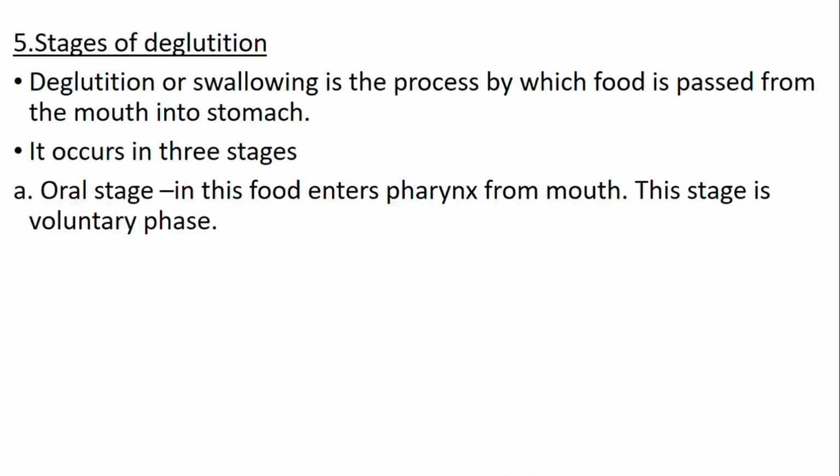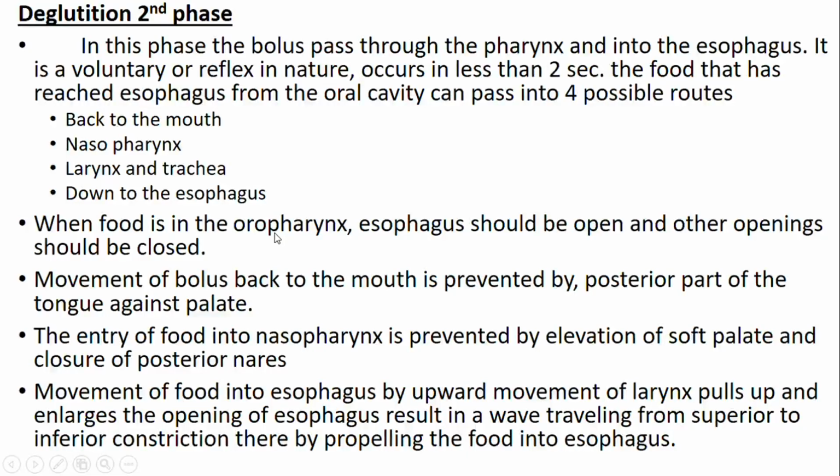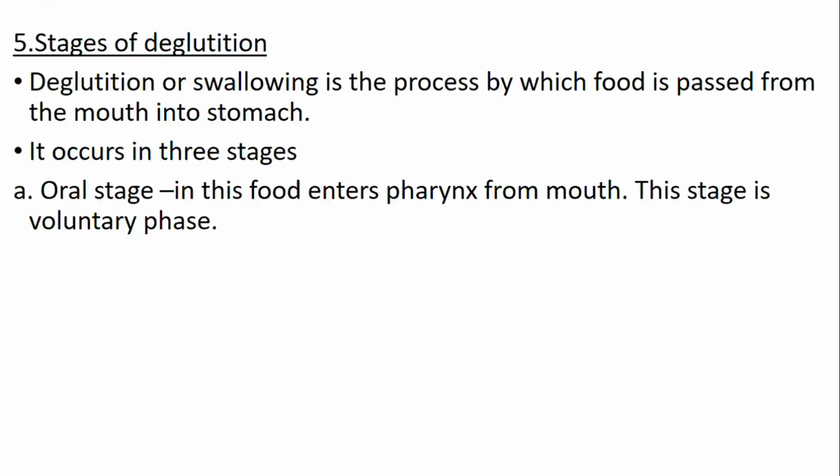The fifth question is stages of deglutition. Deglutition, or swallowing, is the process by which food is passed from the mouth into the stomach. It occurs in three stages. First is the oral stage, in which the food enters the pharynx from the mouth. This is a voluntary phase.